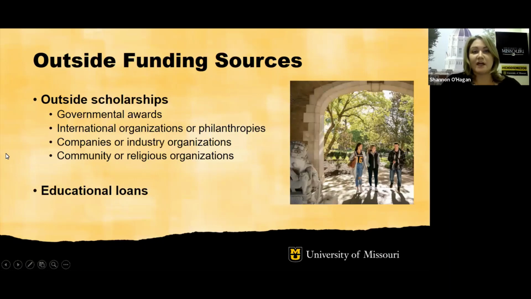So beyond institutional funding, which is what we've talked about so far, which again is funding that comes from the university itself, there are opportunities to receive funds outside of the university. We do have students who come to our university who have outside scholarships from any number of organizations or entities. Some of those are listed here: government awards, different industries, international organizations, philanthropies, community organizations. Depending on where you live, there might be these types of funding opportunities available.